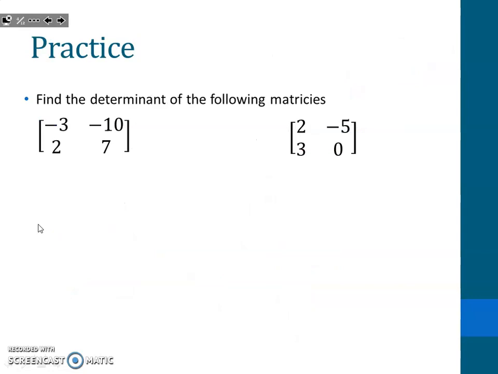It says find the determinant of the following matrices. Okay. If you guys feel like you've got it, go ahead and pause the video and try these on your own. Okay. If not, I'm going to go ahead and go over it. So I'm going to take the product of my main diagonal, negative 3 times 7, minus, it's always a minus, sorry for yelling, 2 times negative 10.